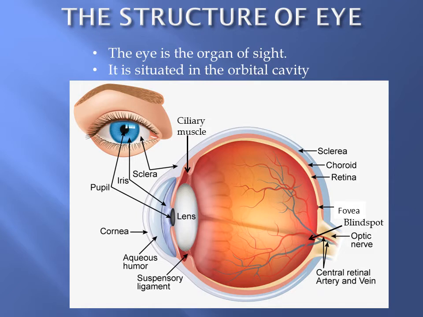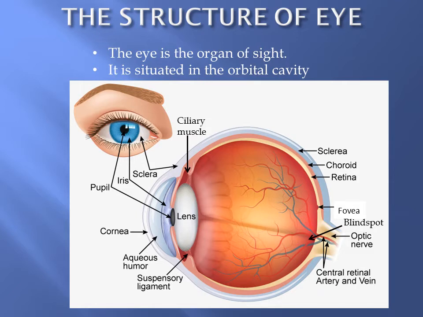Both gather light and transform that into a picture. And both have lenses to focus the incoming light. So just as a camera focuses that light onto a film, the eye focuses light onto a specialized cell layer called the retina and produces an image.